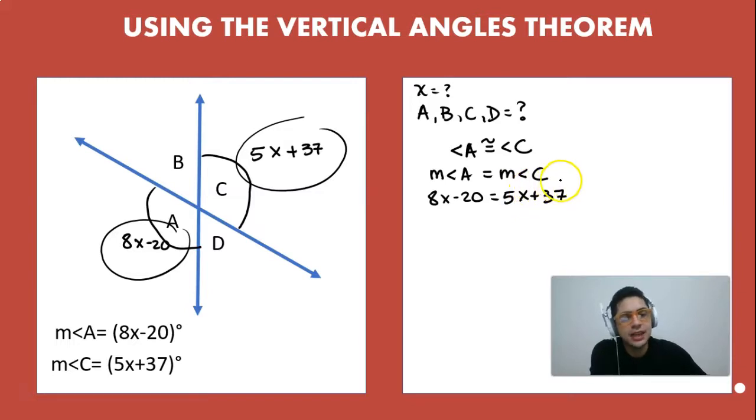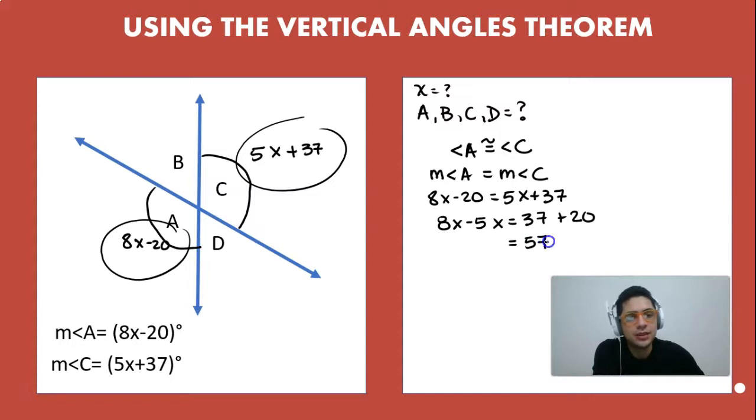Now we're going to isolate x and solve for x. So 8x minus 5x is equal to 37 plus 20. And that gives us 57 on the right, and on the left it gives us 3x. Now, when we solve for x, that is the same thing as saying 57 divided by 3. And of course, guys, that gives us a value of 19. So that is the value of x.